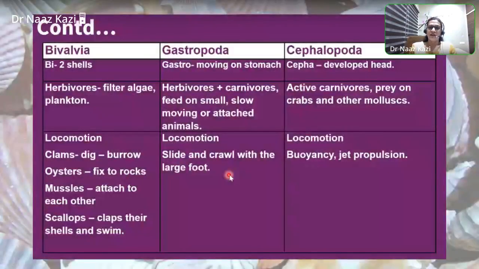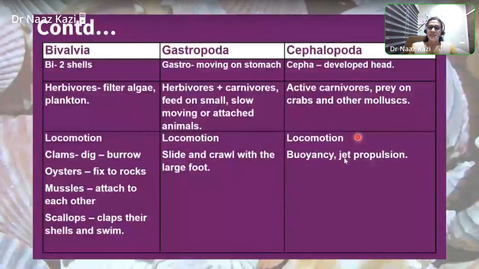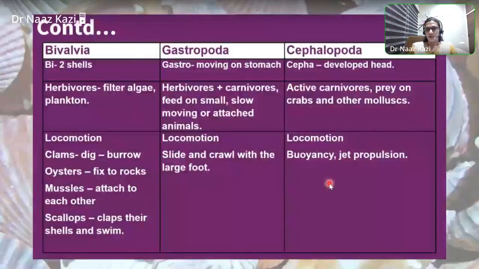And the gastropoda, as we know, slide and crawl with that large foot that they have. The cephalopoda have buoyancy. They have air-filled sacs in them, and because of that, they become buoyant. And also, their movement is by jet propulsion, right? So we have seen all this. Now let us see the remedies that we have from them.